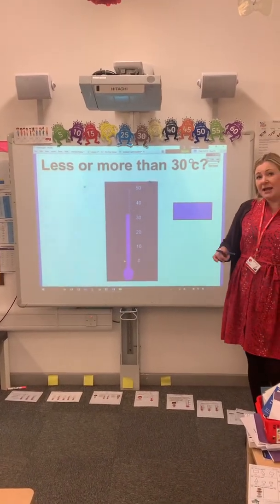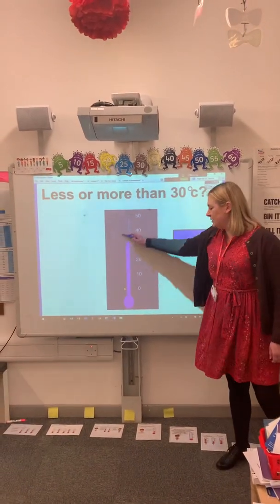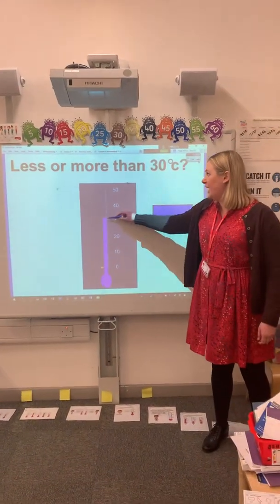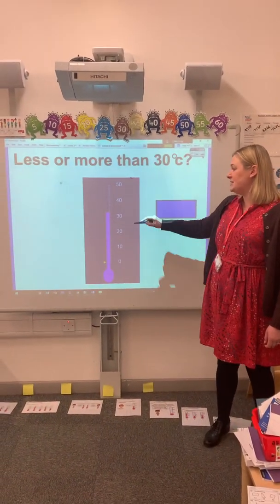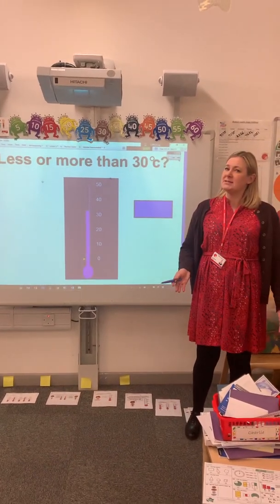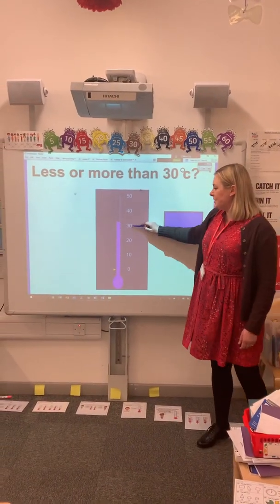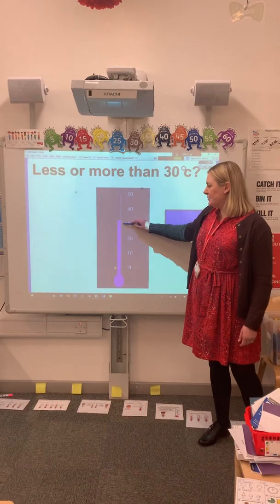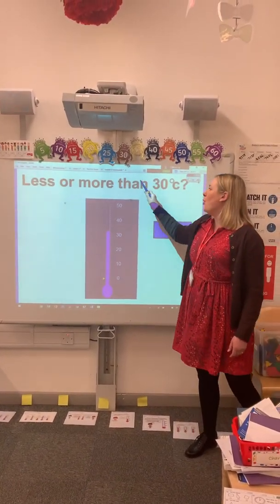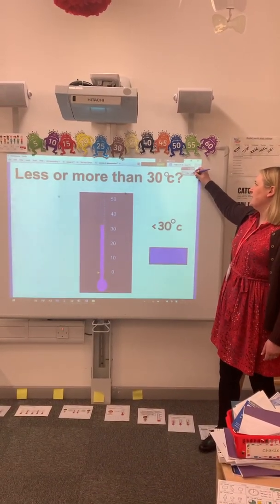Yesterday you started looking at less than or more than. So I just want us to get used to reading these thermometers again. I want you to look really closely. Is this measurement here less than 30 degrees or is it more than 30 degrees? Or could it be the same as 30 degrees? Have a think. What I can clearly see here is 30 degrees, 31, 32, 33, which means it is more than 30 degrees. It is greater than 30 degrees.